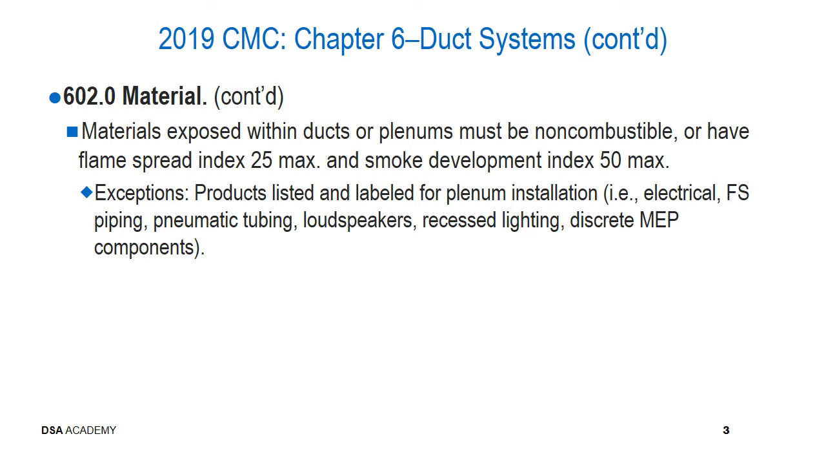Now there is of course an exception to this, and that is for plenum installations. If there are products that are listed for plenum installation, they're also acceptable. For instance, electrical wiring, fire sprinkler piping, any pneumatic tubing, loudspeakers, recessed lighting, and a whole variety of discrete mechanical, electrical, and plumbing components. So it's very important that the project inspector reviews any materials that are installed within plenums to make sure that they are plenum rated.